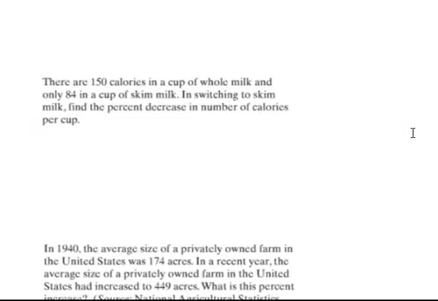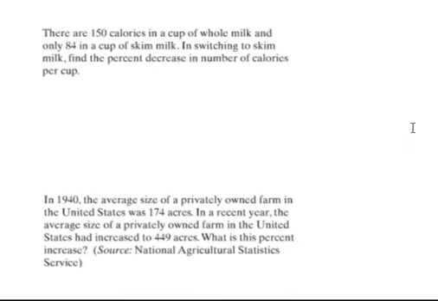All right. So let's take a look at the next couple of problems I have here. And so we have, it says that there are 150 calories in a cup of whole milk and only 84 calories in a cup of skim milk. In switching to skim milk, find the percent decrease in the number of calories. Okay, this problem is going to be just like the ones we did before. The ones we did before I think sometimes seem easier because they're in a table, and this here is more of a word problem. So I'm going to set this up so it's in a table.